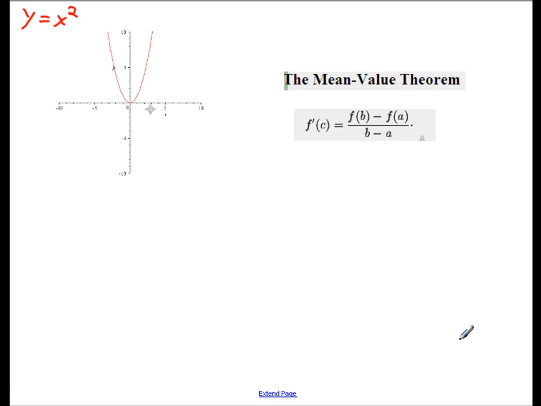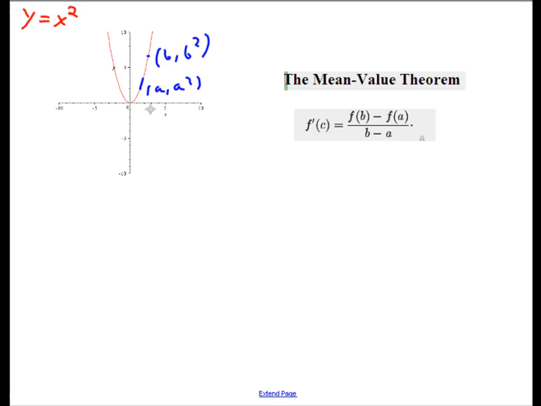Now, the mean value theorem is saying there must be some number c such that f prime of c will equal f of b minus f of a over b minus a. So let's think about what that means on the graph. I have here on the left the graph of y equals x squared. If I have a point on this graph, I'll call that point a and f of a, and we know that f of a will be a squared. And I have another point b and f of b, which will be b squared.